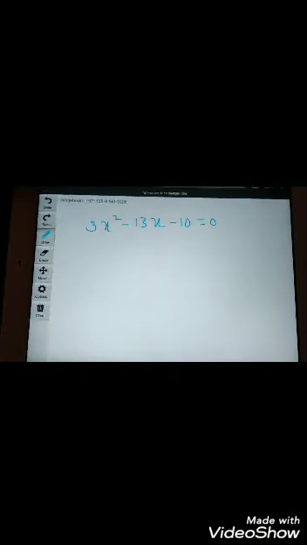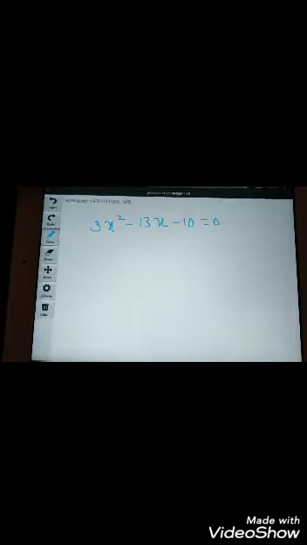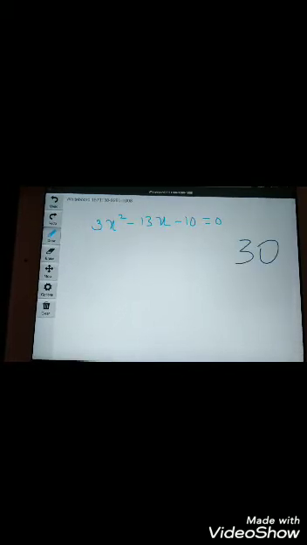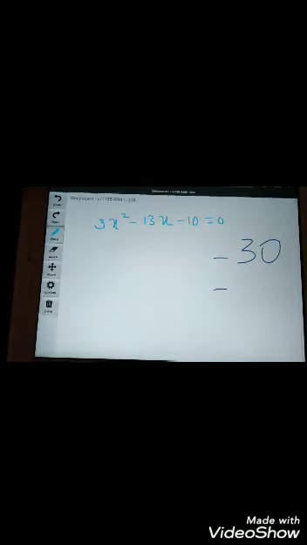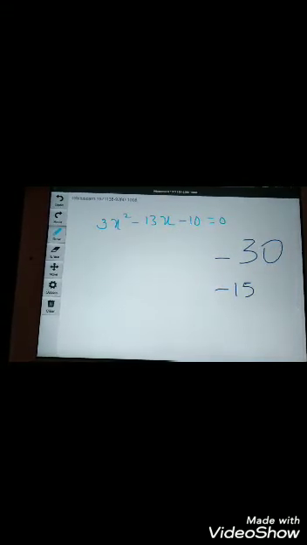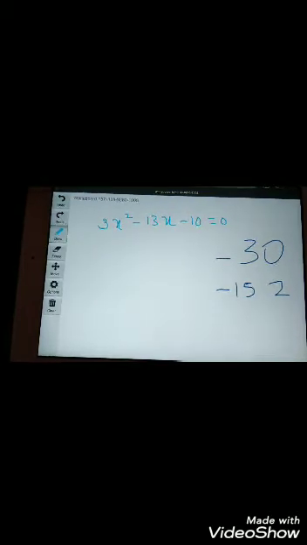15 plus 2. No, what's AC? Negative 30, that's right. You need negative 30x when added. Negative 15 and 2, perfect. Okay. Rewrite your equation, ready?